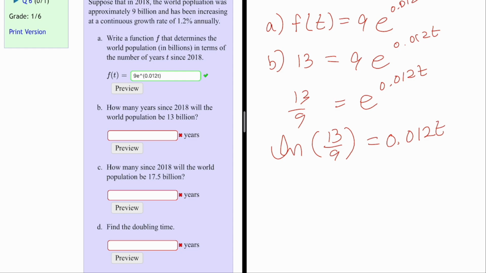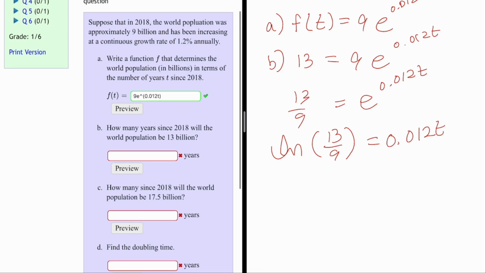Now for D, it says the doubling time. So just take your 9 billion and turn it into 18 billion and do the math. Okay, so for C, you do 17.5. For D, you do the double of what you started with. So 9 becomes 18. Okay, so that is question 2.